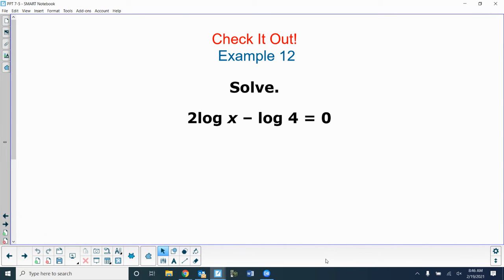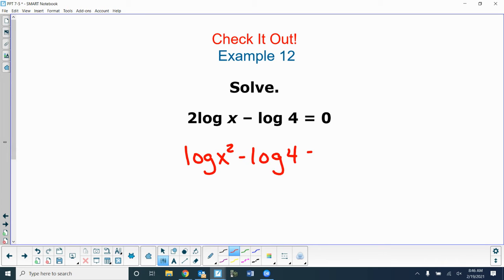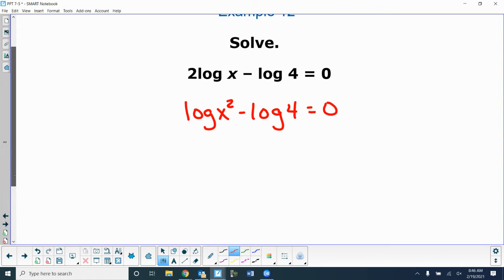All right, I'll do this both ways. Here's how I was thinking right off the bat. I was thinking this. That's the first step I was thinking. Okay, you all right with that?